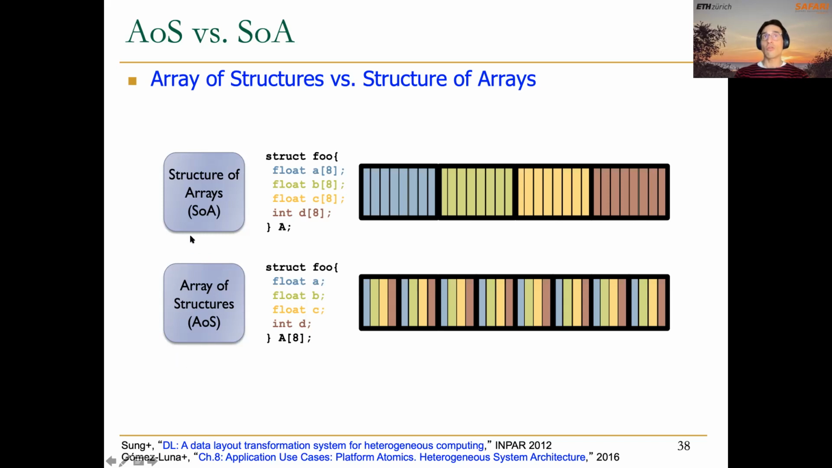In the structure of arrays, what we have is a large array that is divided in 4 parts. In one of the parts we have all the blue elements, all elements of A.